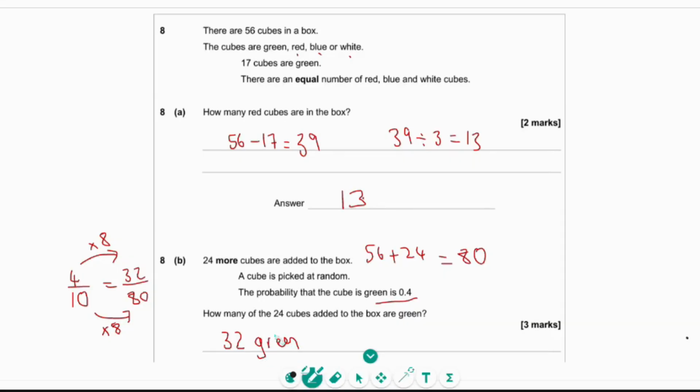This is not the answer. How many of the 24 cubes, the ones that were added, are green? So I need to take off the original 17. 32 take away 17 equals 15. So 15 green cubes were added from the 24. Final answer.